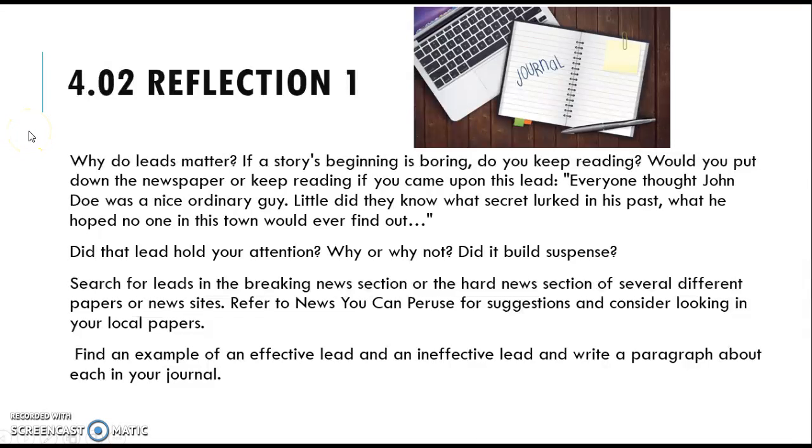So reflection 1 from Unit 4, Lesson 2, talking about leads. So think to yourself, why do leads matter? If a story's beginning is boring, do you want to keep reading? Or would you put down the newspaper or keep reading if you came upon this lead?